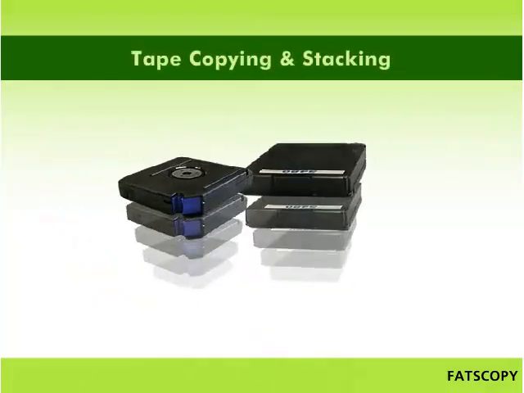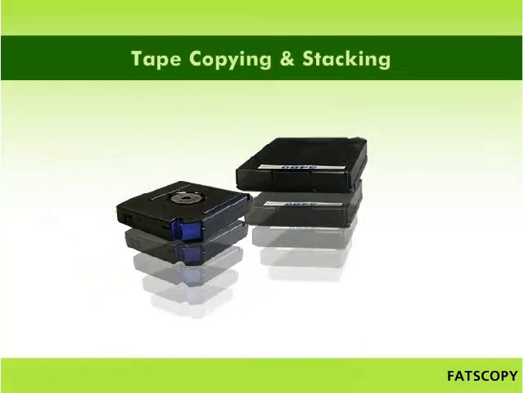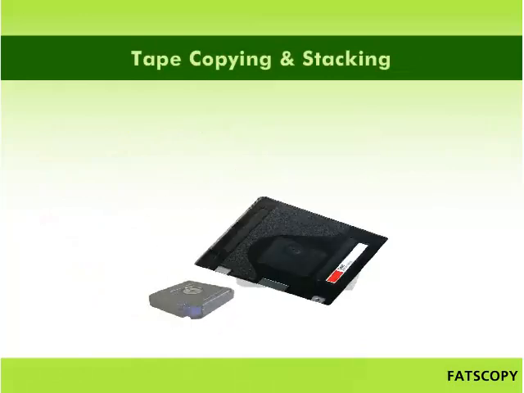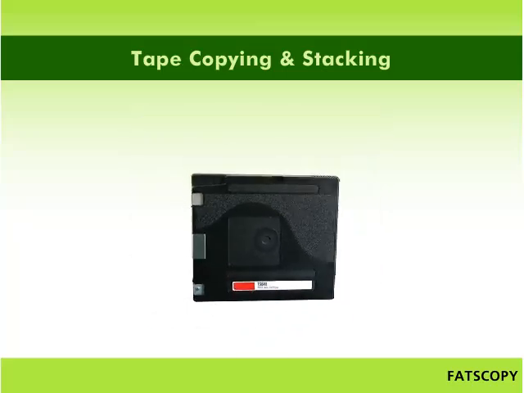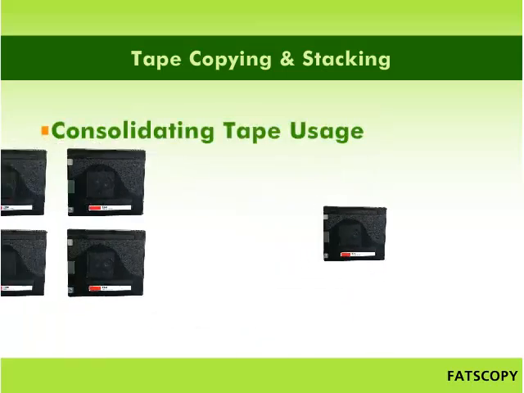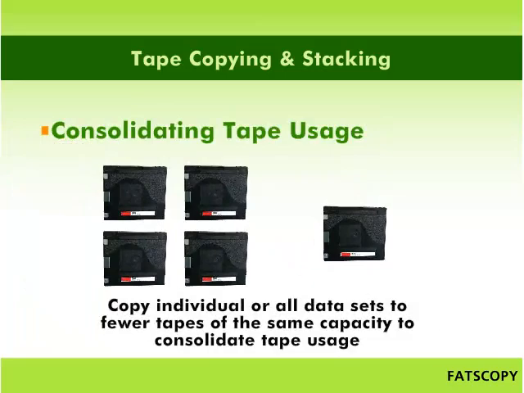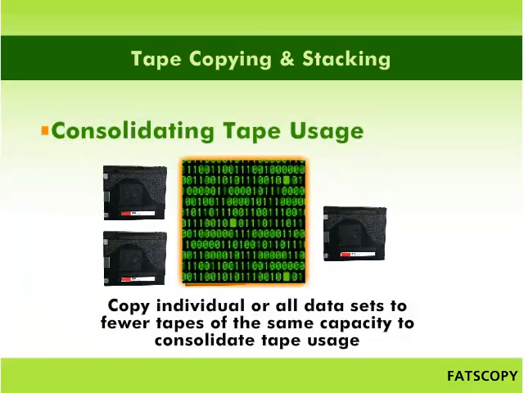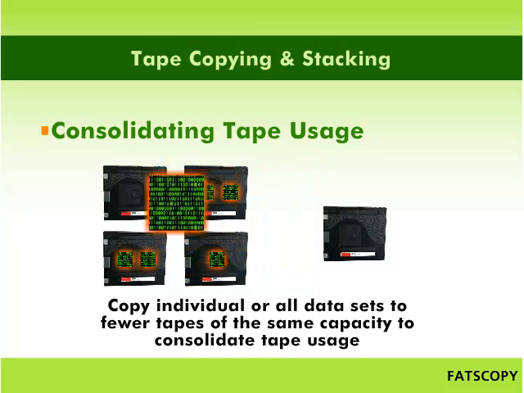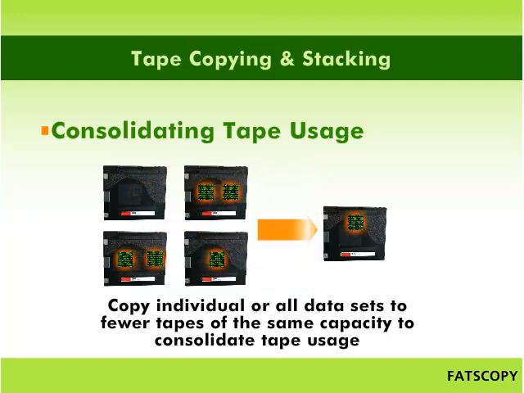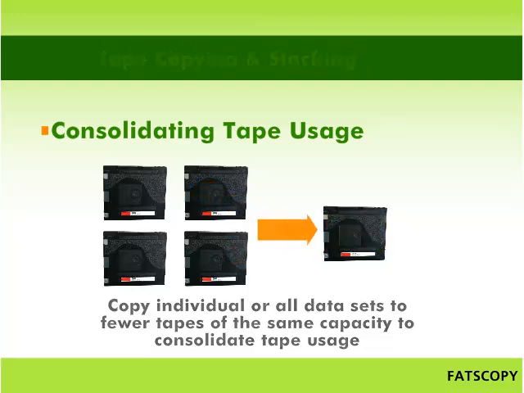Let's look at some examples of how to use FATSCOPY, starting with the process of copying and stacking tapes. FATSCOPY's ability to select, copy, and recatalog tape data allows you to quickly and easily consolidate data that is spread across multiple tapes onto fewer or even just one new tape. Even if you have a VTS installed, this facility may still be of interest to you if you wish to consolidate your remaining non-VTS data onto as few tapes as possible.